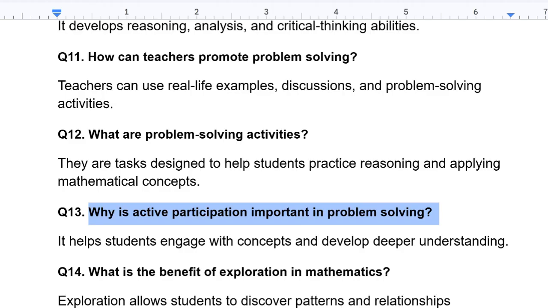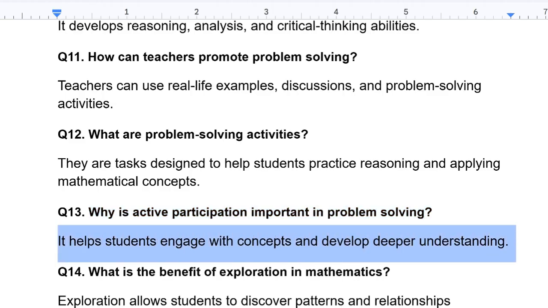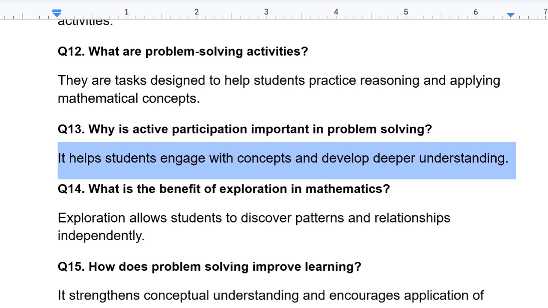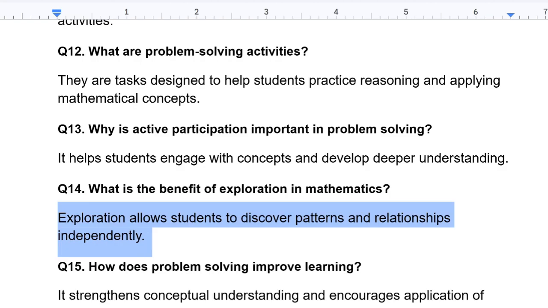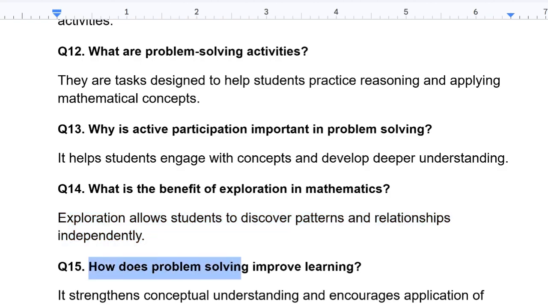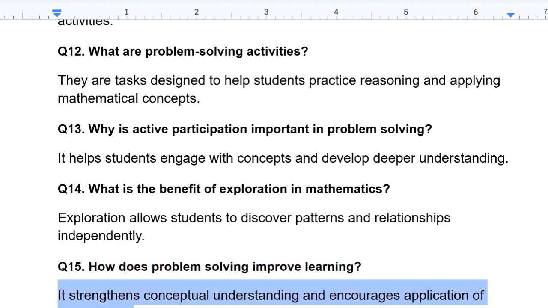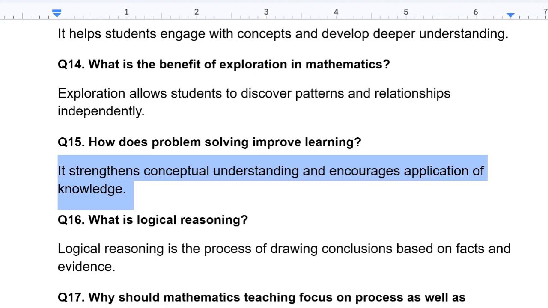Why is active participation important in problem solving? It helps students engage with concepts and develop deeper understanding. What is the benefit of exploration in mathematics? Exploration allows students to discover patterns and relationships independently. How does problem solving improve learning? It strengthens conceptual understanding and encourages application of knowledge.